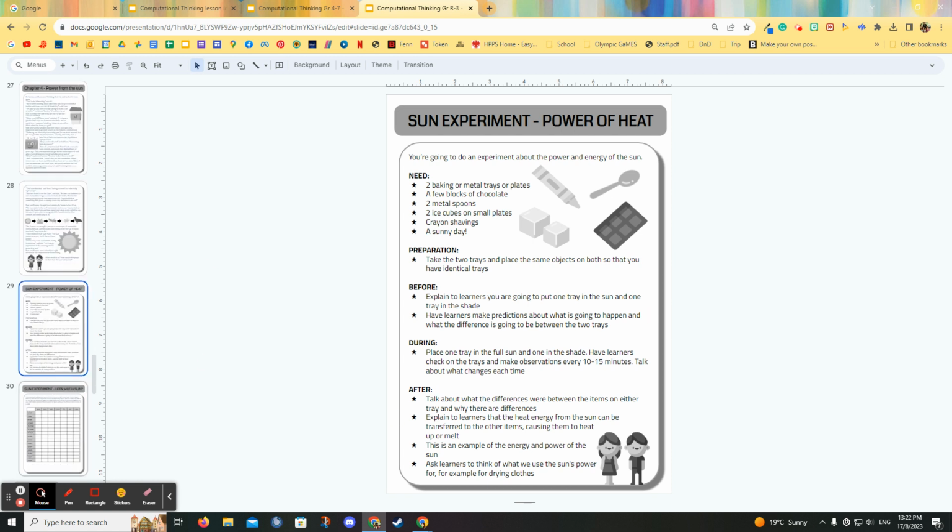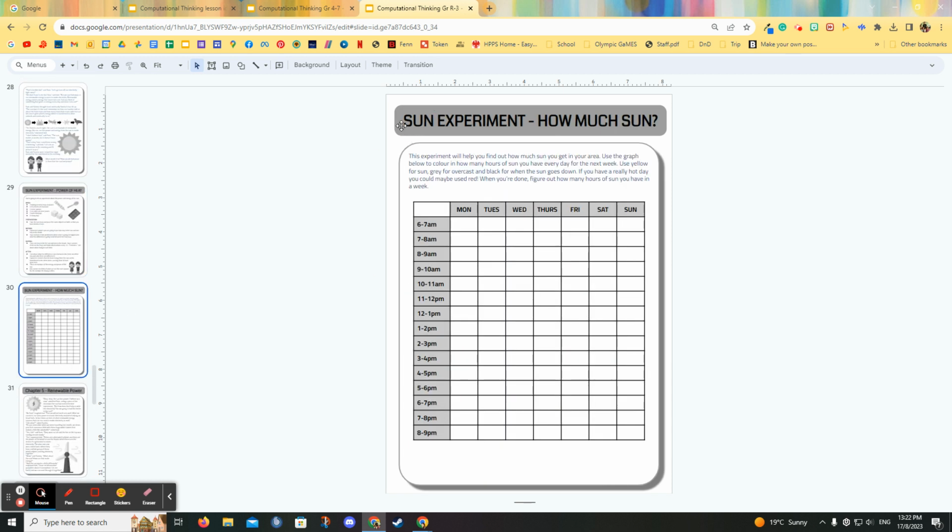And that's obviously linking up to how the sun has power to generate heat. So over here, they're looking at an experiment about how much sun they get in their area. So they're looking at different days of the week and how much sun they have at different times of the day. So learners or teachers can discuss and find out a way that they're going to record different types of sun. For example, like the sun is rising, or it's full sun, or it's overcast.